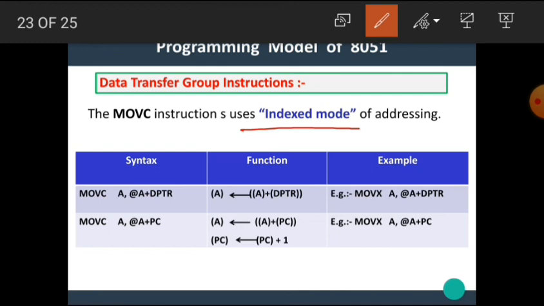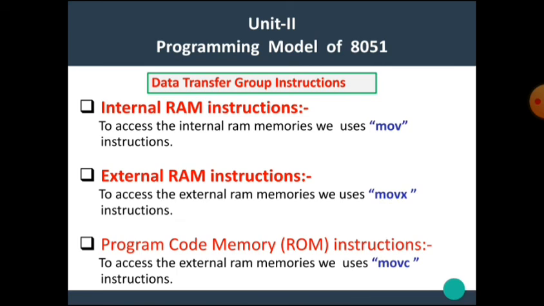The first instruction is MOVC A, @A+DPTR. The next instruction is MOVC A, @A+PC. Here the address is used in indexed addressing mode, and this index is formed by adding the accumulator to the DPTR or to the program counter. I hope you all understand all three types of data transfer group instructions.